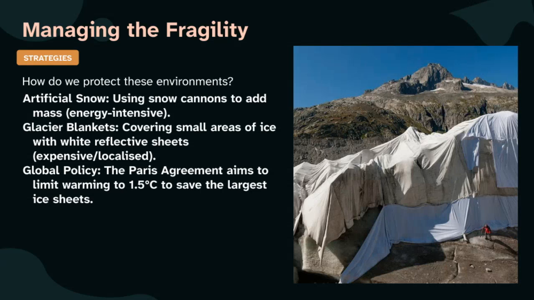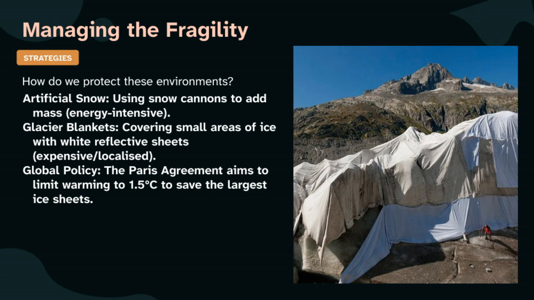Now we need to think about management. How can people protect glacial environments? The first strategy is artificial snow. Snow cannons can be used to add snow and increase mass on parts of a glacier or ski area. This may help in the short term, especially for tourism. However, it is energy intensive and needs large amounts of water. If that energy comes from fossil fuels, it may actually contribute to the problem it is trying to solve.